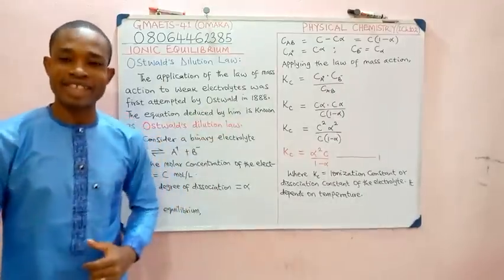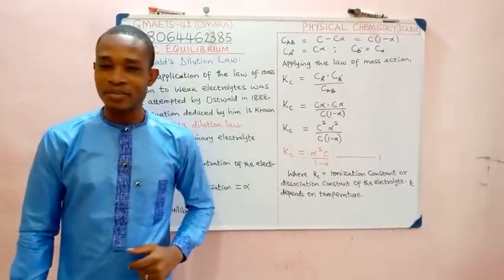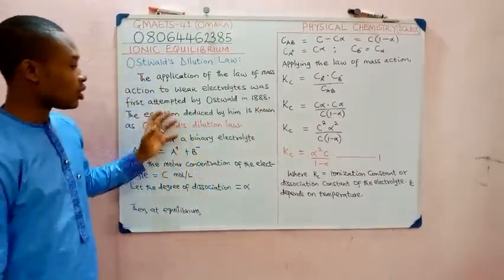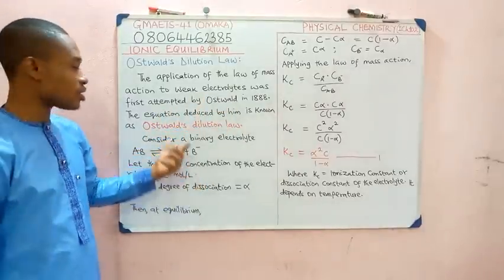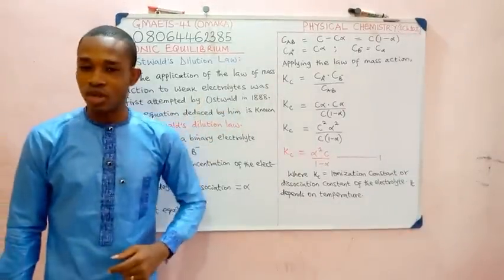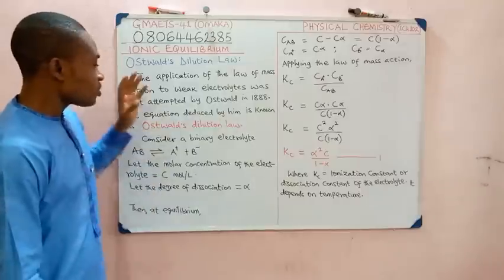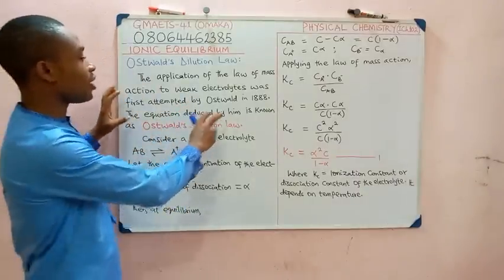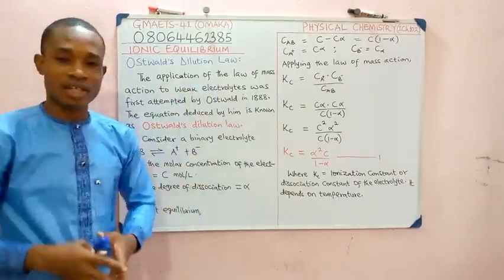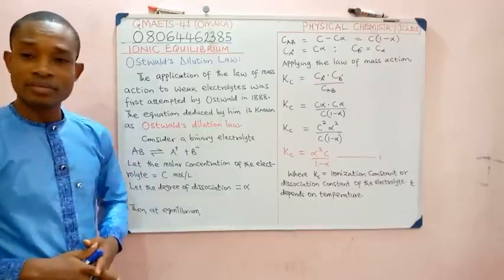by Ostwald in 1888. The law that he proposed is known as the Ostwald Dilution Law. We're going to derive that law, is that okay? Now, this law is actually used to apply the law of mass action to weak electrolytes. You want to take note of that.